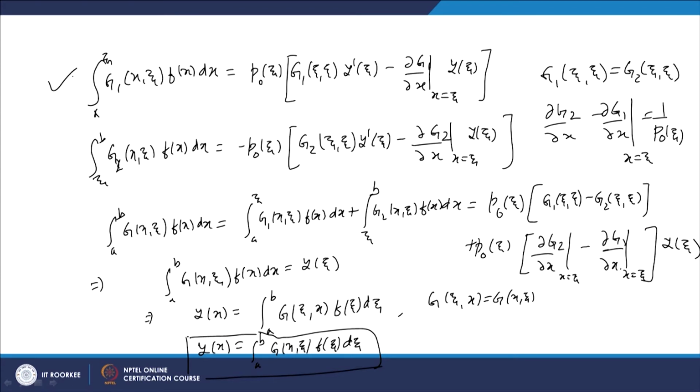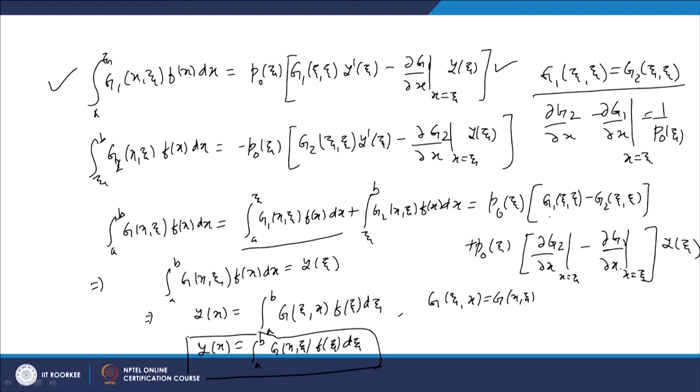We have calculated the integral from a to xi of g1(x, xi) f(x) dx equal to p0(xi) [g1(xi, xi) y'(xi) minus ∂g1/∂x at x equal to xi times y(xi)]. Similarly, we have calculated the integral from xi to b of g2(x, xi) f(x) dx equal to minus p0(xi) [g2(xi, xi) y'(xi) minus ∂g2/∂x at x equal to xi times y(xi)]. Now we use this condition. So let us see the integral from a to b of g(x, xi) f(x) dx equal to the integral from a to xi of g1 plus the integral from xi to b of g2. Now use this formula. Let me collect the coefficient of p0(xi).